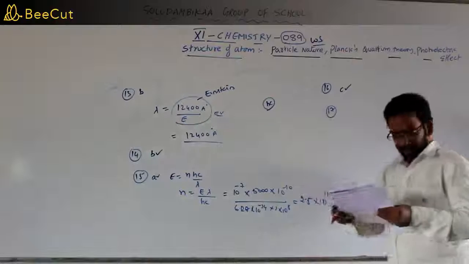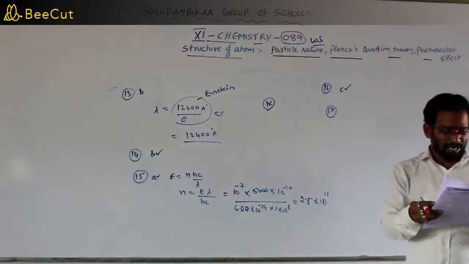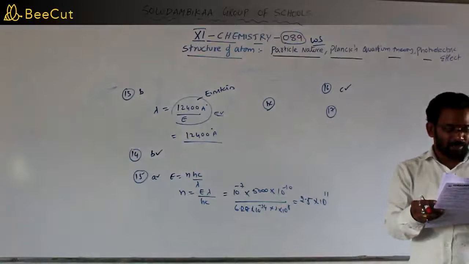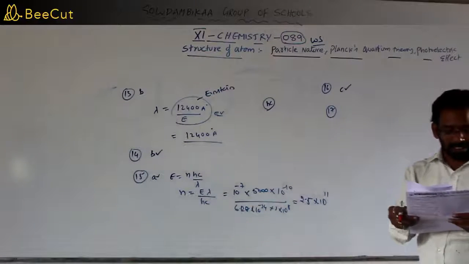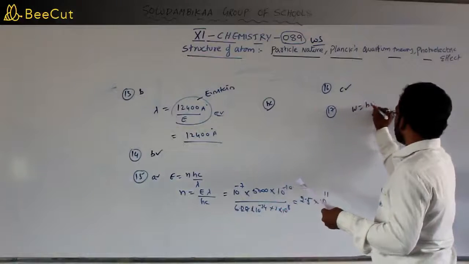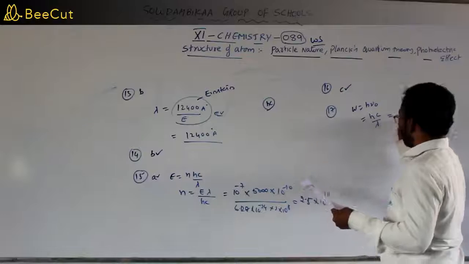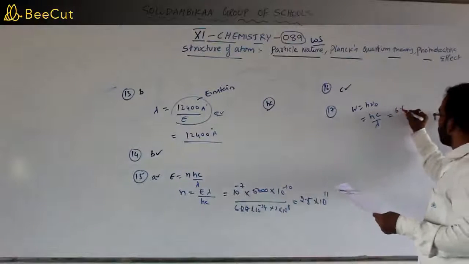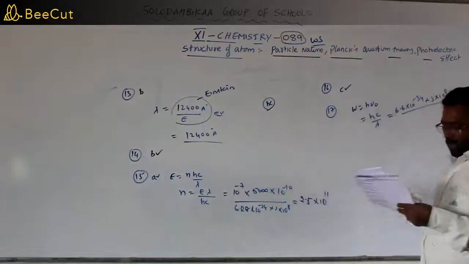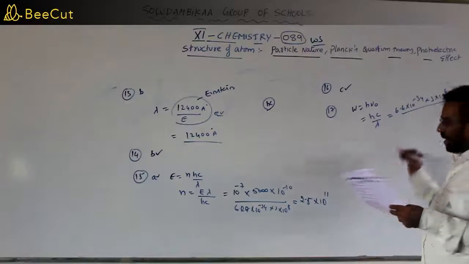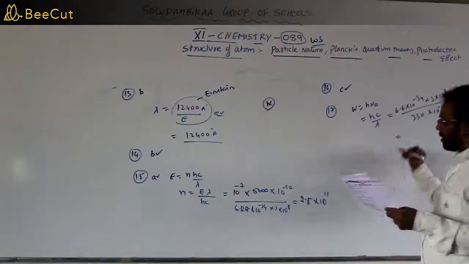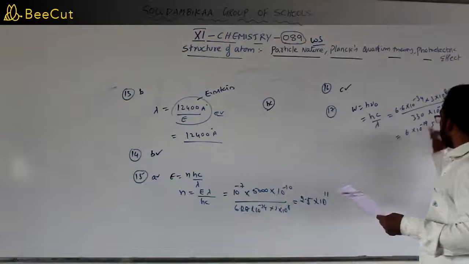Question number 17. The threshold wavelength for ejection of electron from a metal is 330 nanometers. The work function for photoelectric emission of the metal is asked. Work function is equal to h nu naught, that is equal to hc by lambda. That is 6.6 into 10 to the power minus 34 into 3 into 10 to the power 8, divided by lambda, which is 330 into 10 to the power minus 9. Upon calculation we get 6 into 10 to the power minus 19 joules.